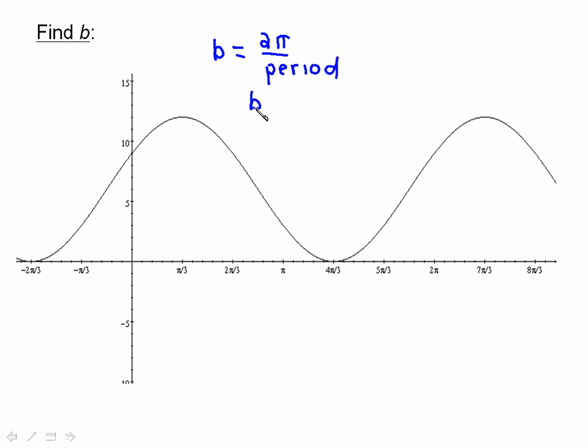So b is equal to 2 pi divided by 2 pi, and yes, there we have it. b is in fact equal to 1. So we don't really even need to include that in our final statement. What's left is the c value, the phase shift, and this can be a problem.